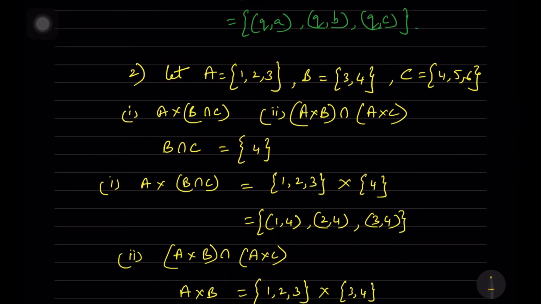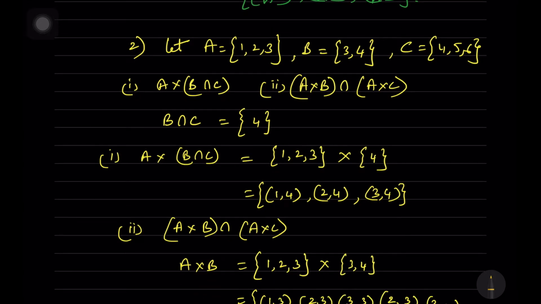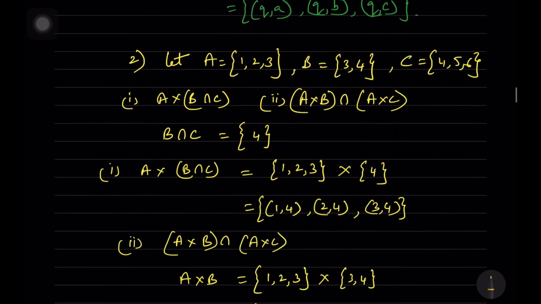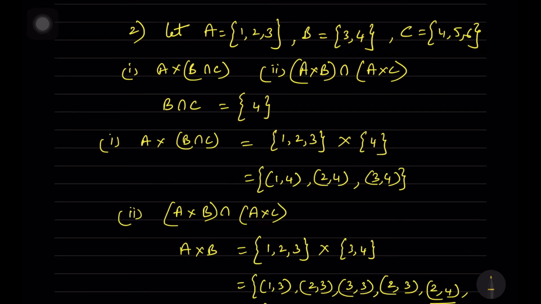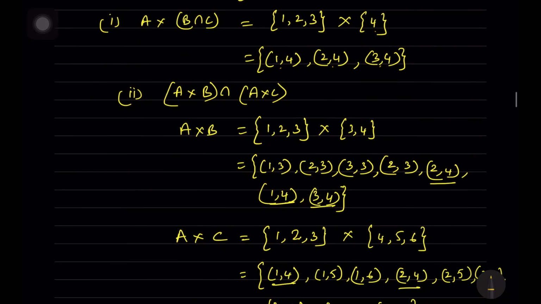Now next example. Let A be equal to {1, 2, 3}, B be equal to {3, 4}, C be equal to {4, 5, 6}. So here we have to find out A cross (B intersection C), and (A cross B) intersection (A cross C). Intersections and unions we did in the previous chapter. So what is B intersection C? We'll see first here. If you're taking B and C, what is common in both of them? It is 4. So therefore B intersection C is equal to {4}. So therefore A cross (B intersection C) is equal to, A is how much? {1, 2, 3} cross {4}. So it is (1, 4), (2, 4) and (3, 4).